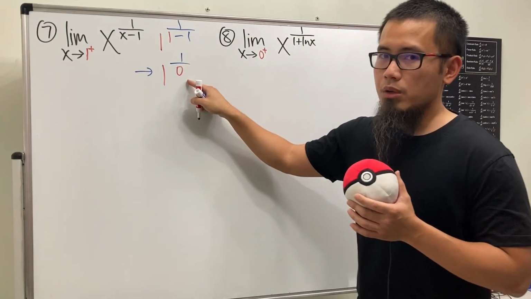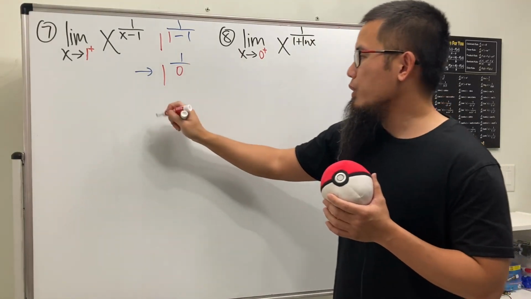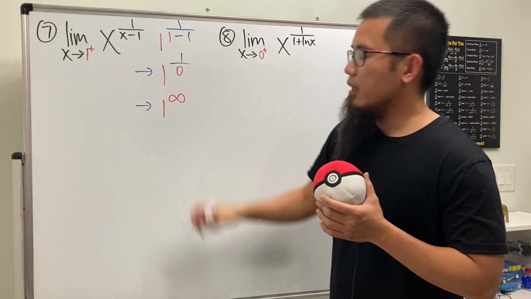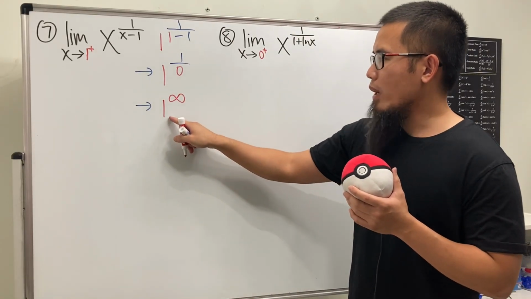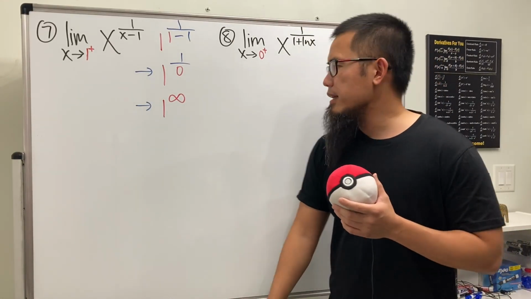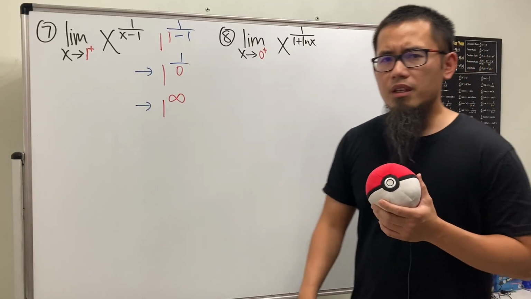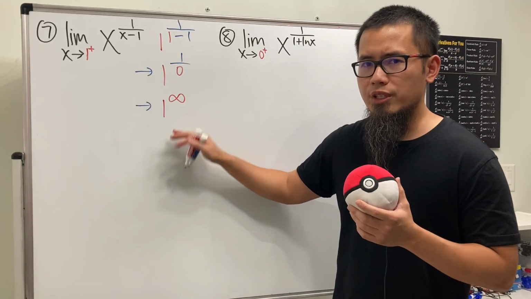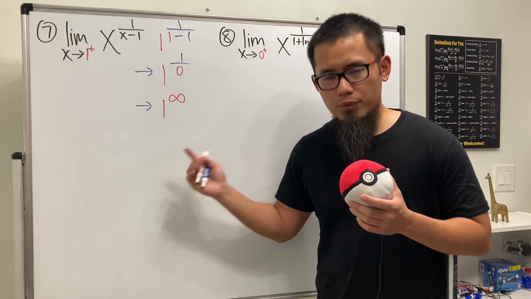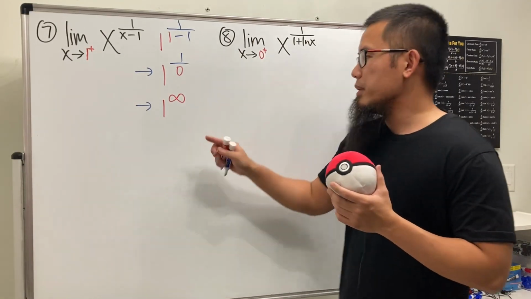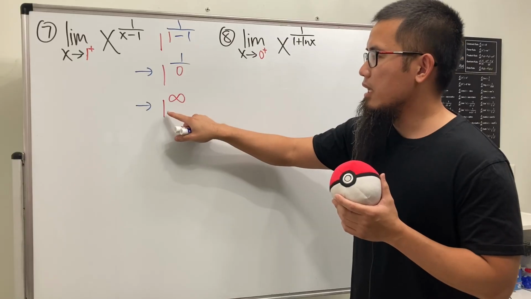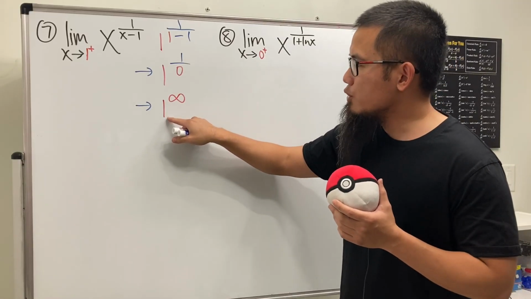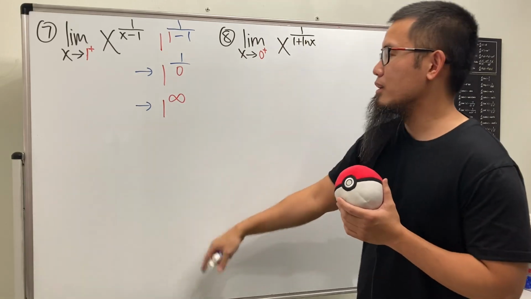And 1 over 0, because both of them are positive, we can say that that part goes to infinity. And you see, we end up with 1 to the infinity's power, and people usually say, isn't 1 to any power just equal to 1? So shouldn't the answer just be equal to 1? No, that's not true. Because what we are really doing here is that this 1 is not exactly equal to 1. This is just our bad habit.